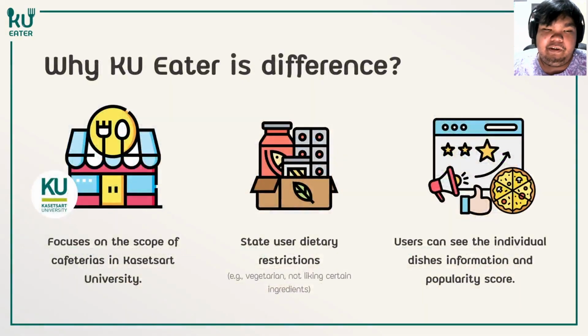So why are we different from them? First of all, KU Eater has a small scope, focusing on the cafeteria at Kasetsart University. Users can state their dietary restrictions, so when we bring you recommendations, we make sure they fit your profile and diet. Users can also see individual dish information and scores instead of having to see the entire store or restaurant as a whole.